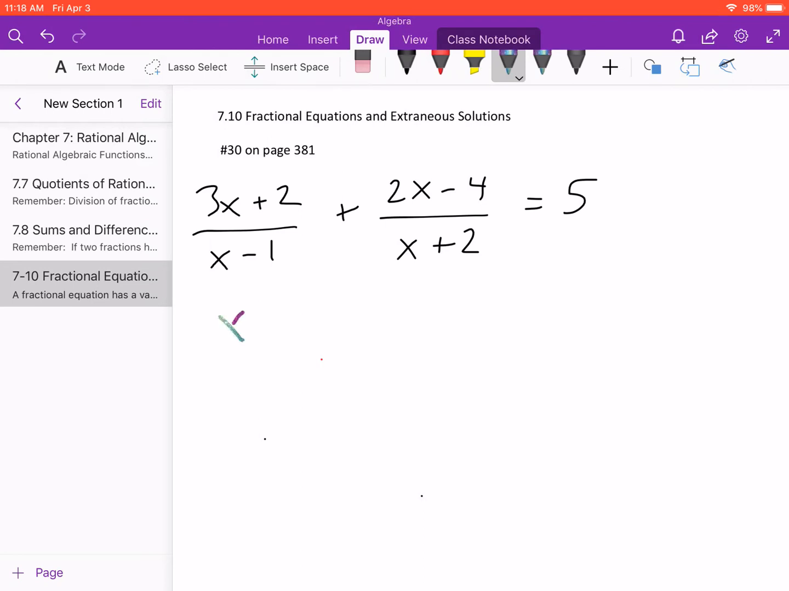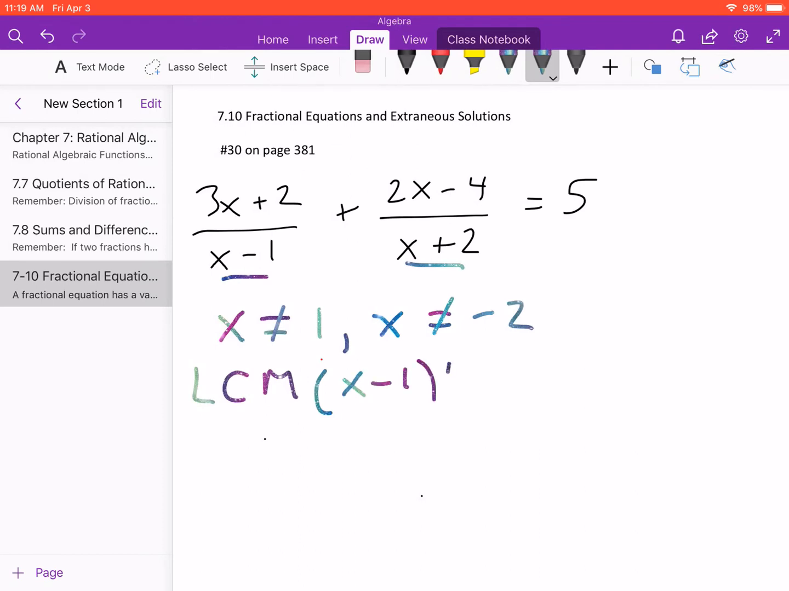In this case, x cannot equal a positive 1 because it would turn this denominator into 0, and x cannot equal a negative 2 because it would turn this denominator into 0. Once we find our extraneous solutions, we then need to find our least common multiple. And our least common multiple is going to be x minus 1 times x plus 2. So once we've done those two easy things, it's time to find our roots.